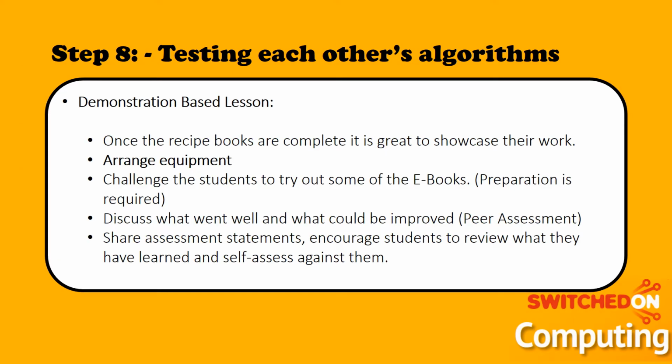In our final step, you might want to think about your preparation, because if you're going to get your students to test each other's algorithms out, you will need to make sure that you have the ingredients for each of those recipes. So make sure you take them home and look through them to see what ingredients you might need. You can get your students to try each other's ebooks out with those ingredients and give them a peer assessment sheet that goes next to each of the tasks. For example, you might have what went well, even better if, and then the students can give each other some feedback and make those changes. That might be really useful there.